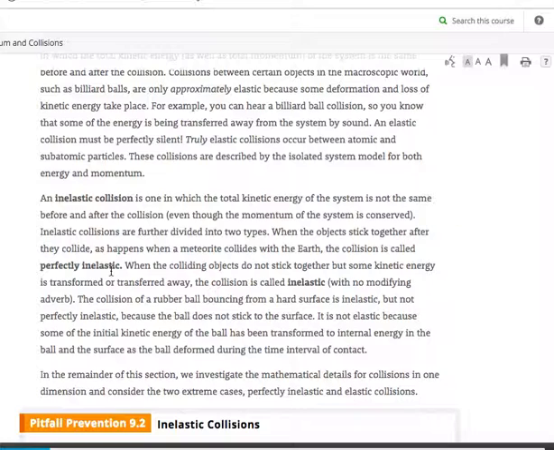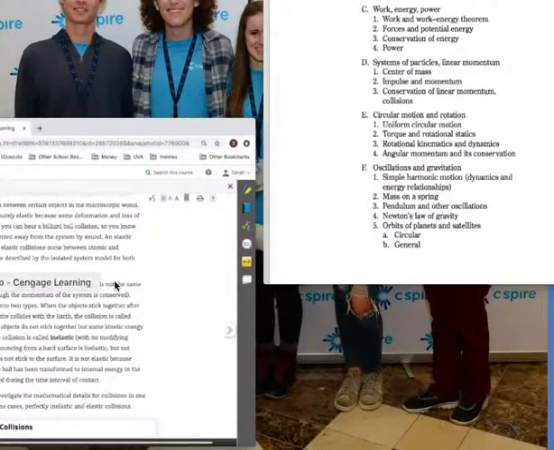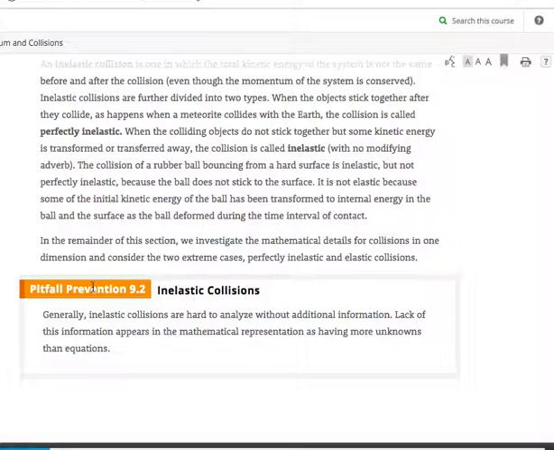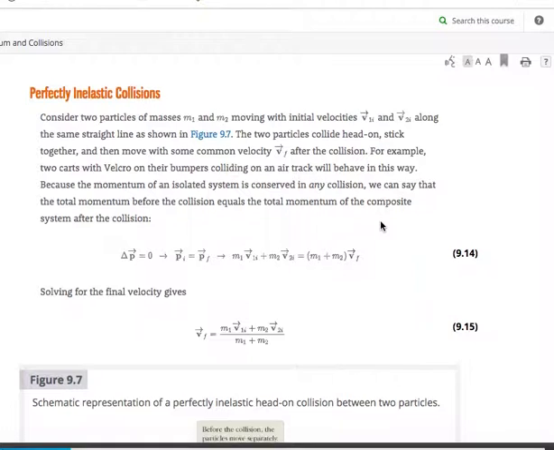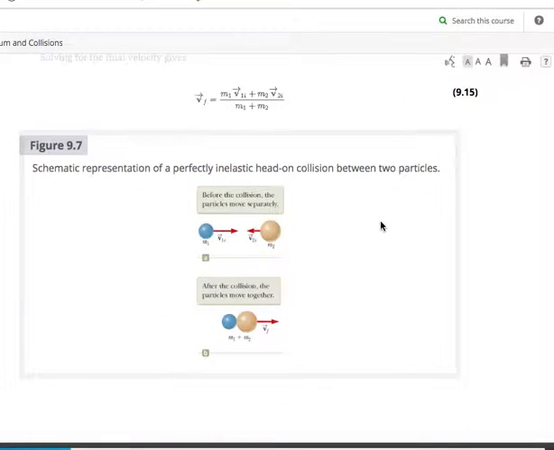If objects collide and stick together, that's called perfectly inelastic or completely inelastic. Generally, inelastic collisions are hard to analyze without additional information. Lack of this information appears in the mathematical representation as having more unknowns than equations. So it's hard to solve those. Perfectly inelastic collisions, again, they stick together. Those tend to be a little easier to solve.